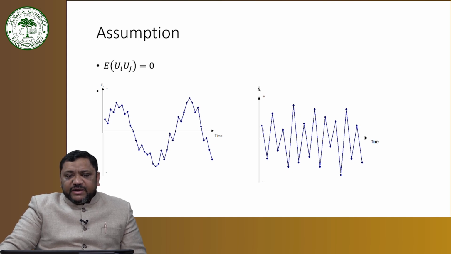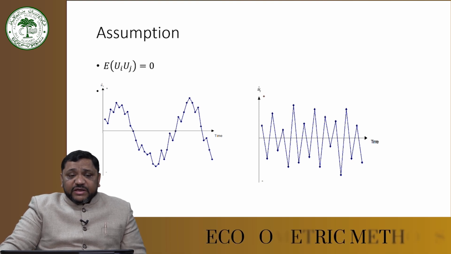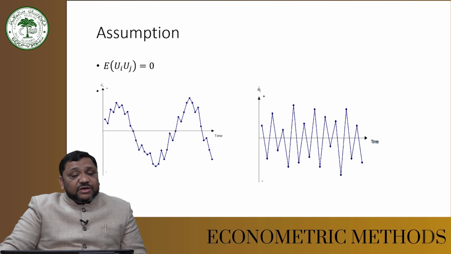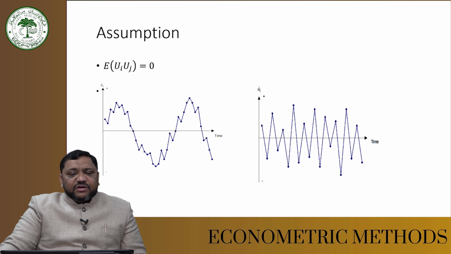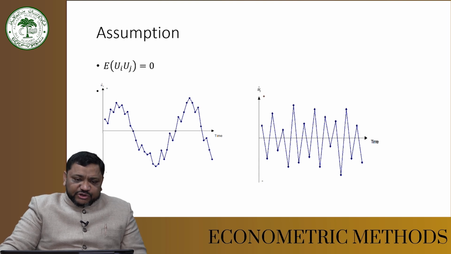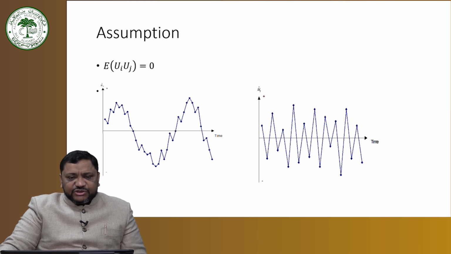We come again to the second one. It says it's alternating: positive, negative, next time positive, negative, positive, negative. Above this line is positive, beneath this line is negative. So a pattern follows. Again, this is a case where your assumption that the expected value of ui, uj is equal to 0 is not met. If this assumption is violated, we go into the realm of serial correlation. We will see in our later chapters, in our later discussions, that this is the problem of serial correlation.